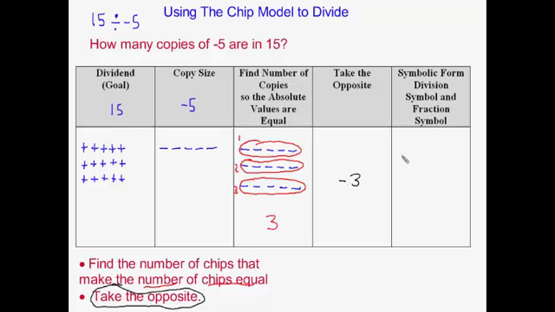Then in symbolic form, we started with 15, and we were to divide it by negative 5, and the result was, in the end, negative 3, not forgetting that you could use this notation to denote division as well, and 15 divided by negative 5 written this way, of course, would still give you negative 3.